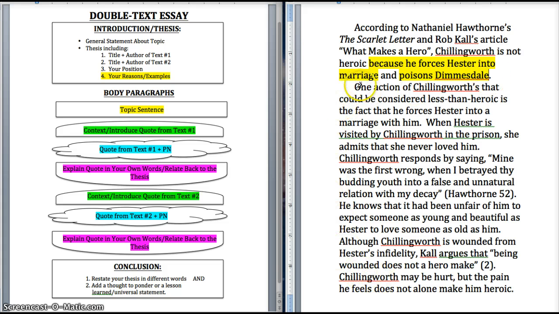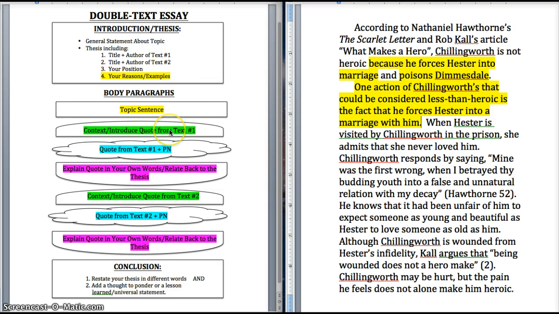Here's sample one, and notice the size of it, because you have two texts. So you need two quote sandwiches with a topic sentence. So let's take because he forces Hester into marriage. So turn that into a topic sentence. All you do is turn it into a complete sentence using your position and all that. So one action of Chillingworth's that could be considered less than heroic is the fact that he forces Hester into a marriage with him. There's your topic sentence.